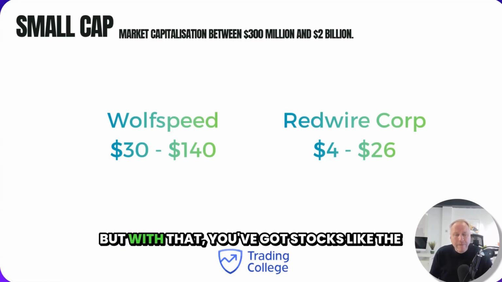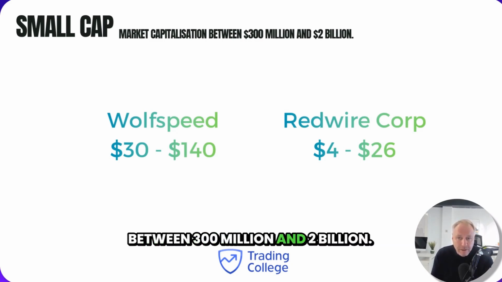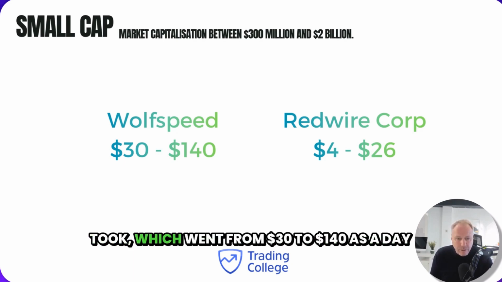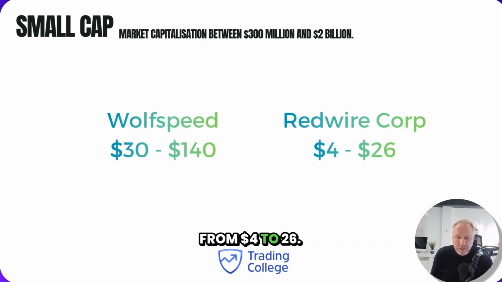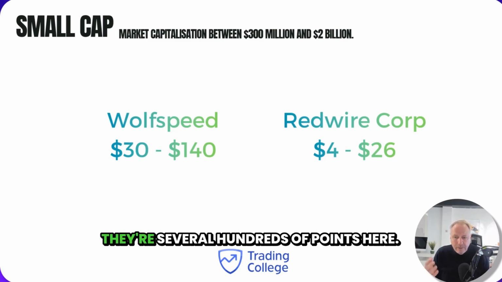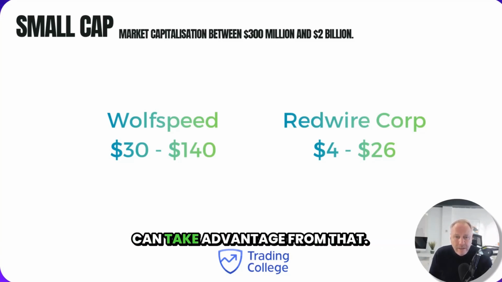But with that, you've got stocks like the small cap market, which is capitalization between 300 million and 2 billion. And Wolf Speed here was a trade that we took, which went from $30 to $140 as a day trade. And then you got Redwire here, that went from $4 to 26. So it's not a 10-point move, is it? They're moving several hundreds of points here. And as a trader from the UK, you certainly can take advantage from that.